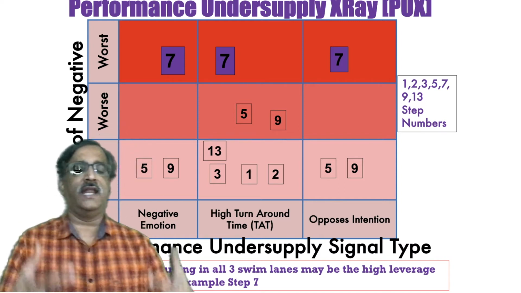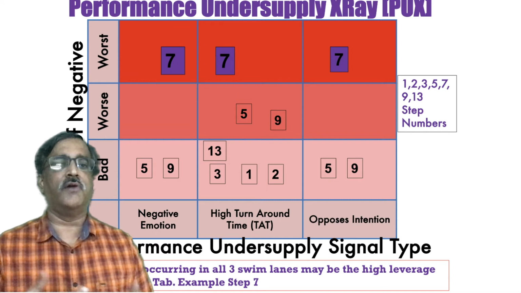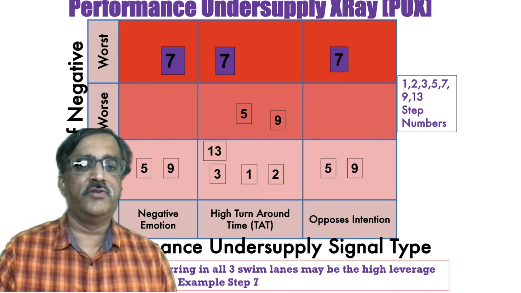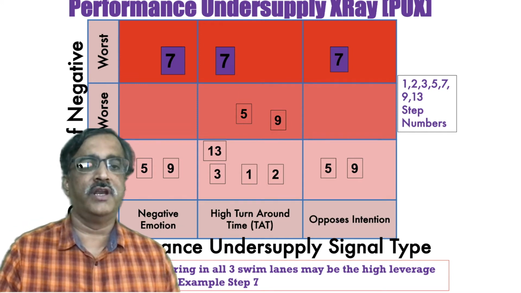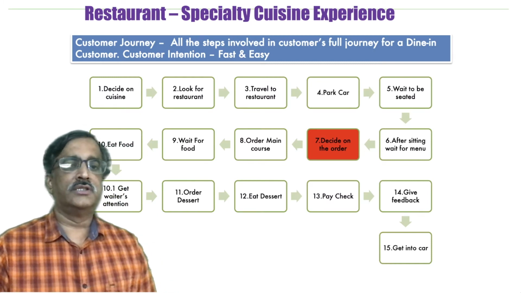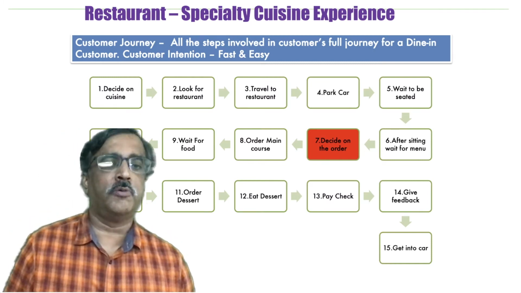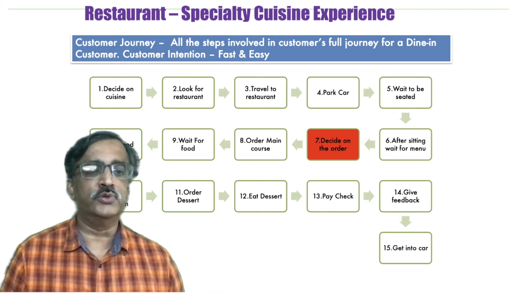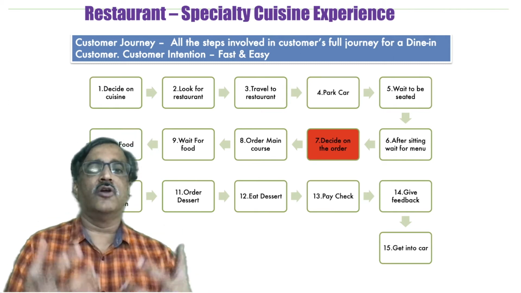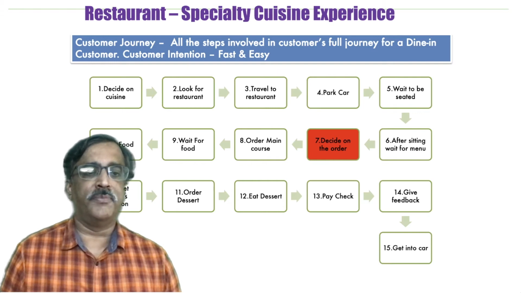Now we have created an Excel version of this, which I will cover shortly later in this video, through which we can do this whole thing very easily. Just to recap, we did the specialty cuisine, which is the Ethiopian cuisine example I often use, where deciding on the order proved to be the trim tab step.